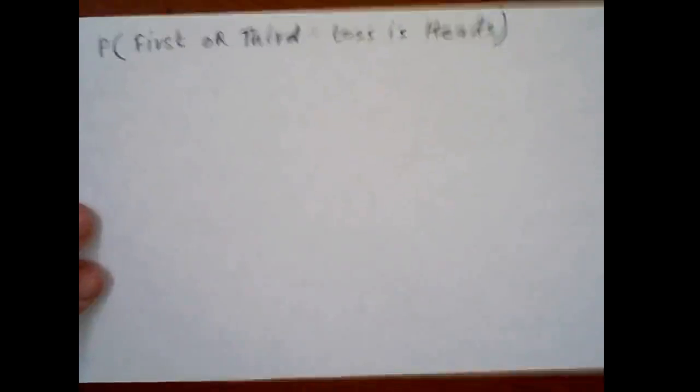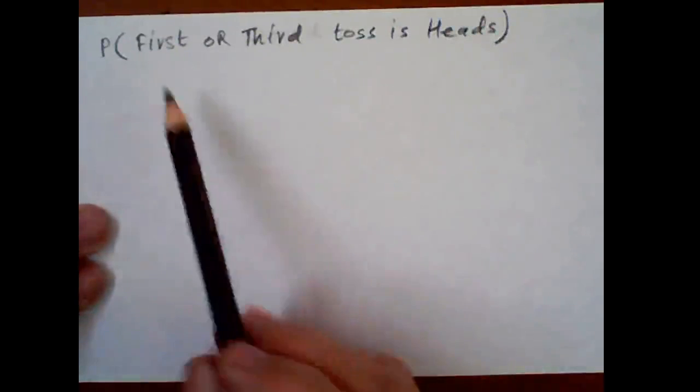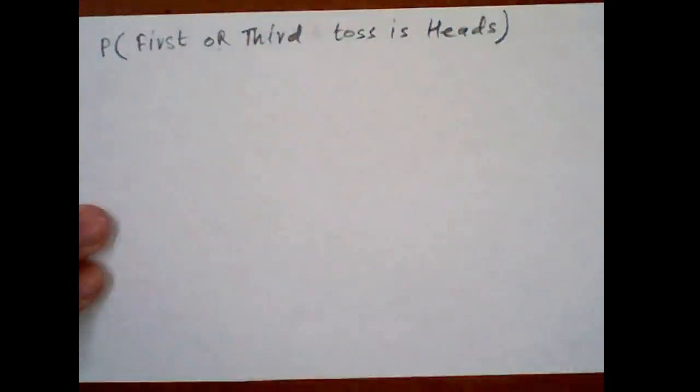Fine. So the question is, if you flip this unfair coin 3 times, what will be the probability that the first or the third toss is heads? Now let us do one thing. Let us try and answer this question exactly the way we solved the previous question.